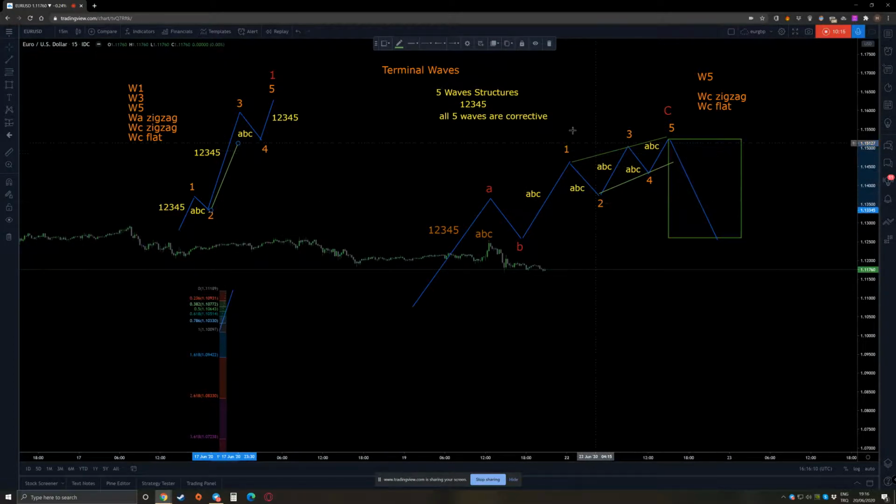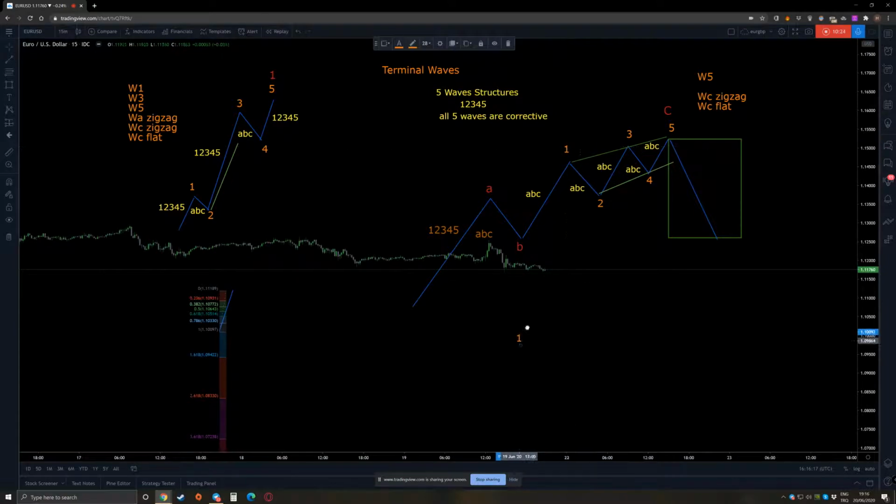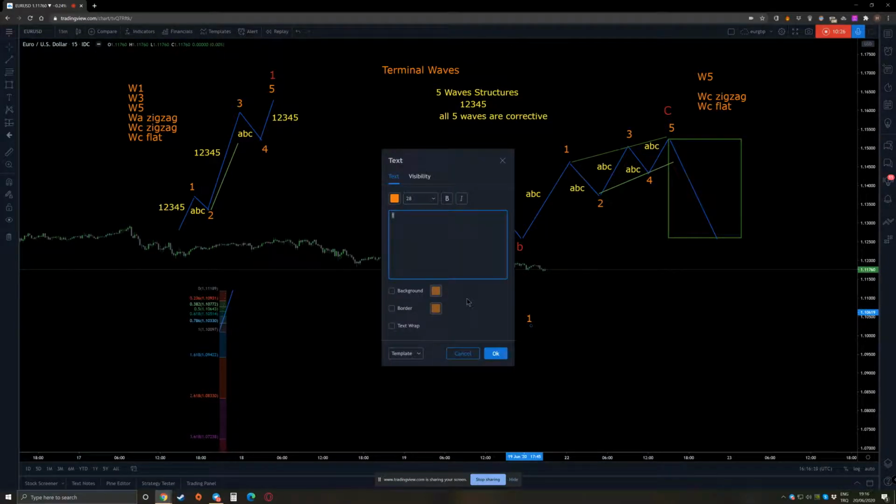Now in terminal move, even though there is three types which are called first wave extension terminal move, there is third wave extension terminal move, and also there is fifth wave extension terminal move.